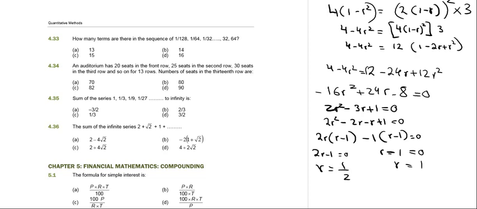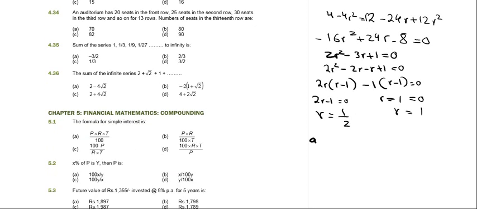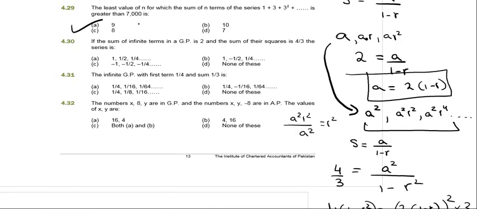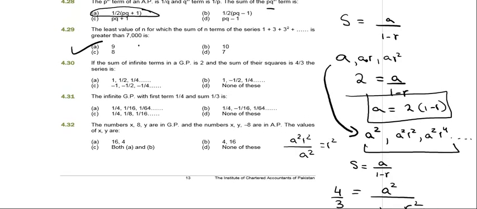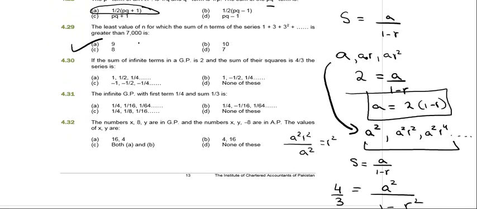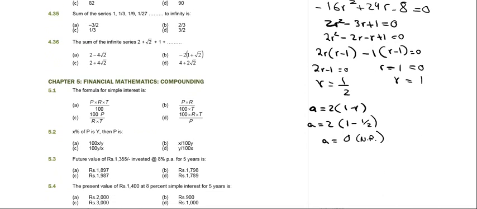Now finding the values of a, we derive from the equation a is equal to 2 into 1 minus r. So for r equal to 1 over 2, a will be 2 into 1 minus half, and 1 minus half is half. Half into 2 is 1. For r equal to 1, a is equal to 2 into 1 minus 1, which is 0, and that is not possible, since the sum to infinity formula has a in the numerator.